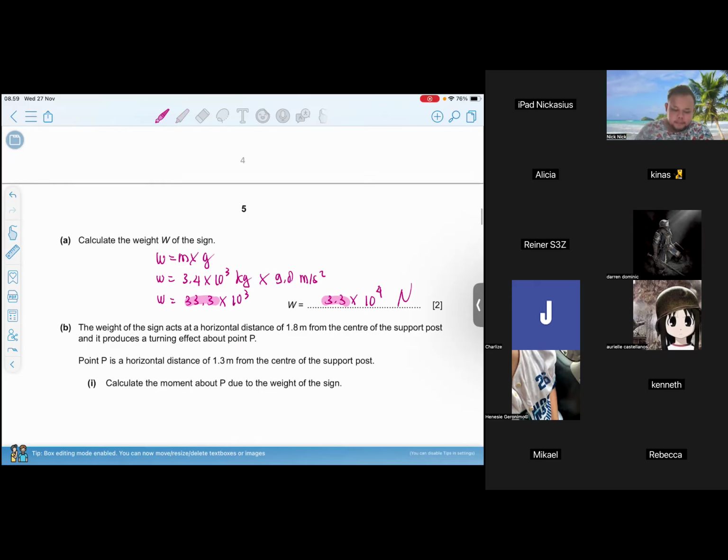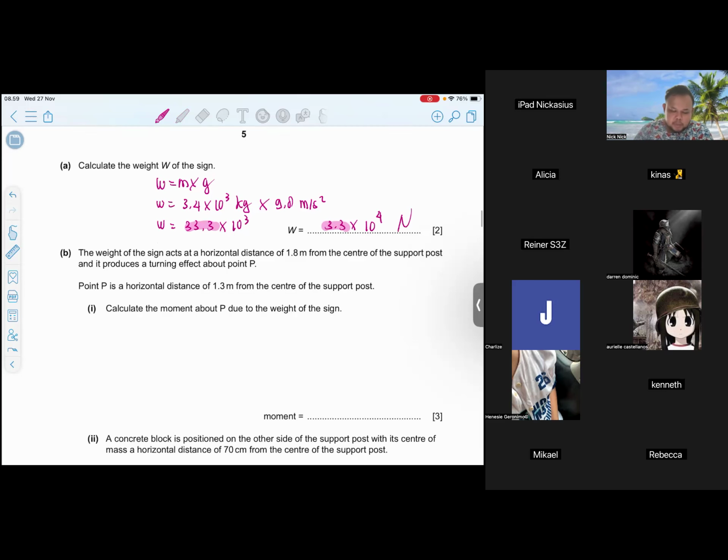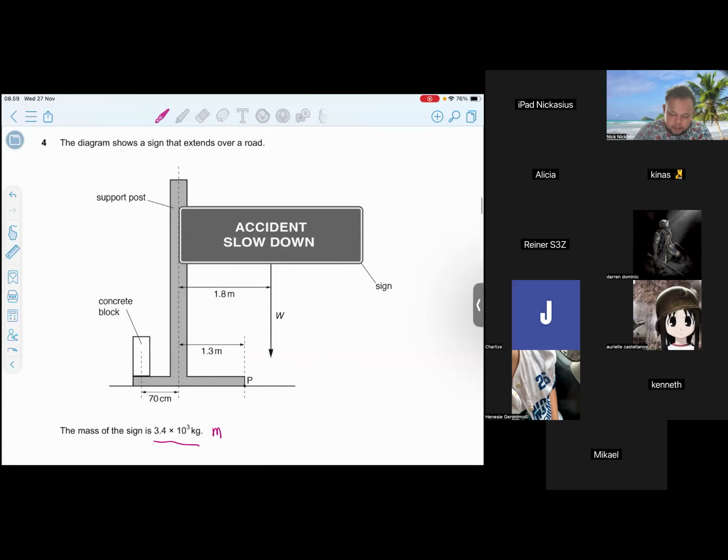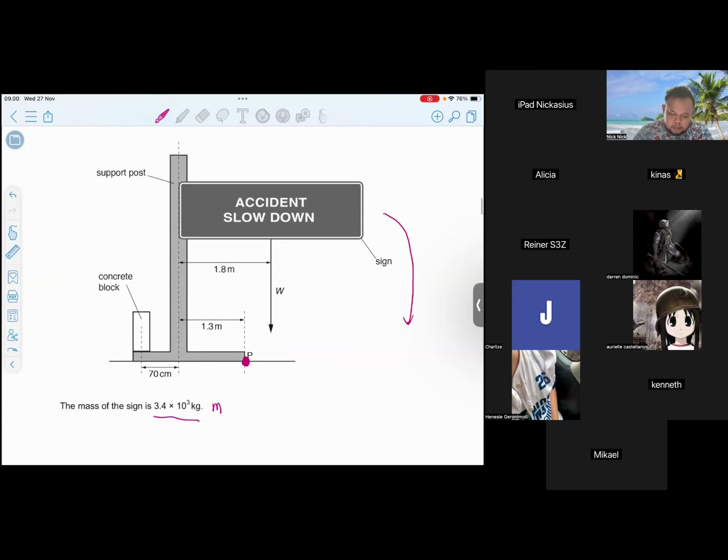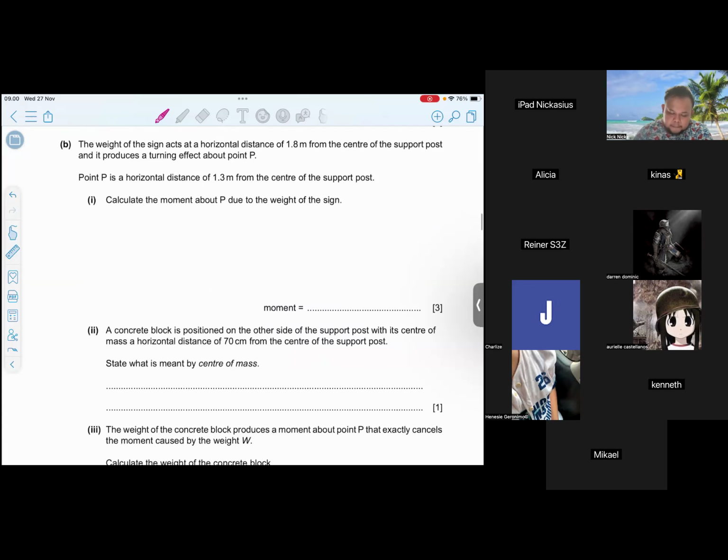And then the weight of the sign acts at a horizontal distance 1.8 from the center of the support post, and it produces a turning effect about the point P. Turning effect about the point P. Okay, this point, right? It will turn like this, rotate clockwise. Calculate the moment about P due to the weight of the sign.